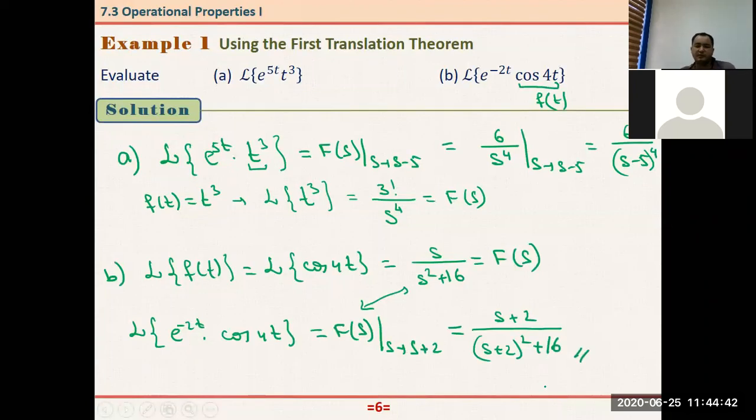Okay, that's all about the translation about the S-axis. Now we will do more examples related to this. Maybe I will make some video and share it with you guys. For today, that much is enough, and I think everything is clear.